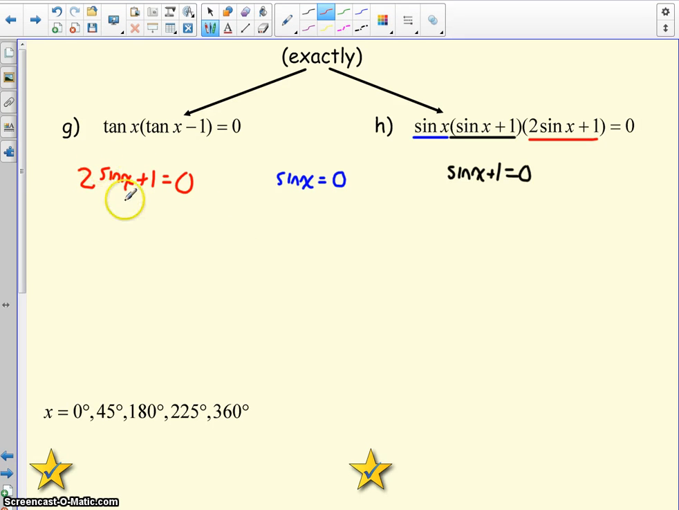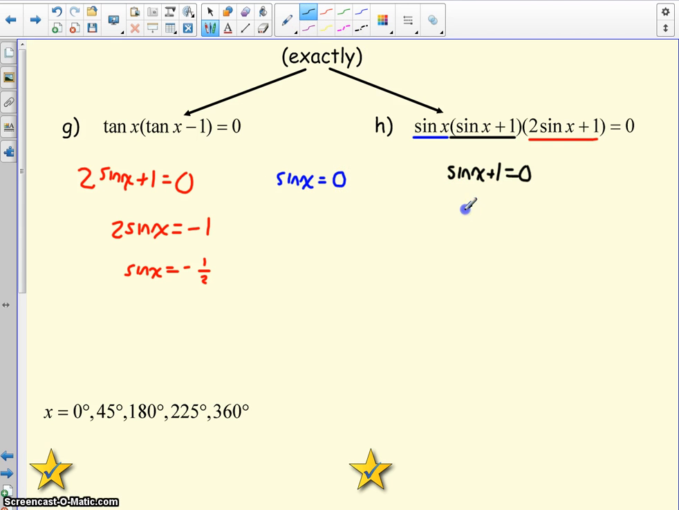Let's deal with 2 sine x plus 1 equals 0. So 2 sine x plus 1 equals 0 is going to solve into 2 sine x equals negative 1. So sine x equals negative a half. Okay, so I'm going to let you try and solve for that one exactly. Sine x equals 0. Sine x is already solved. I'll let you try and solve that one. You might want to think about the graph for that one.